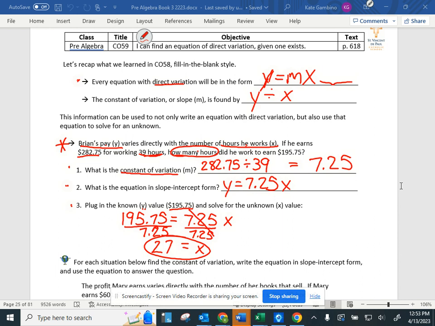So this problem was a little bit easier because it actually tells us what the y and what the x is. Not always going to be that straightforward. So we need to pay attention to how we figure out our y and our x. So I'm going to erase this and scroll up.